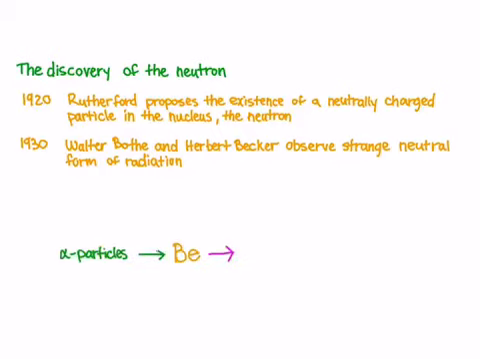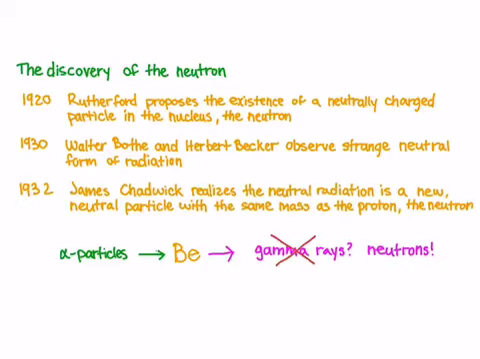particle. In 1930, Walter Bothe and Herbert Becker observed that if you bombard beryllium with alpha particles, a neutral form of non-ionizing radiation was produced. They weren't sure what this radiation might be, but they thought it could be gamma rays. In 1932, James Chadwick realized that this neutral radiation was not gamma rays, but instead a new particle that has the same mass as the proton, the neutron. This meant that the nucleus of the atom is composed of both positively charged protons and neutral neutrons.